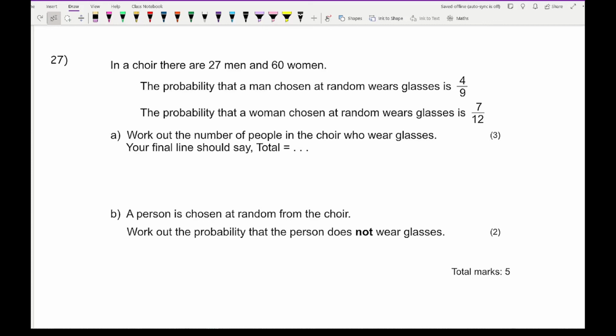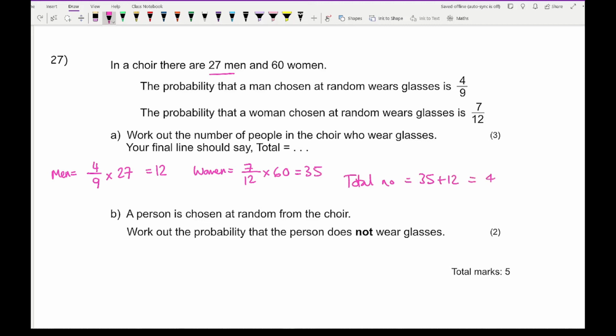So for this, what we need to do is work out fractions of amount. For the men, it's going to be 4/9 times the total of men, which is 27, and that gives me an answer of 12. For the women, I do exactly the same. I look at the fraction, multiply that by the total, and I get an answer of 35. So then the total number is going to be 35 plus 12, which gives me an answer of 47 people.